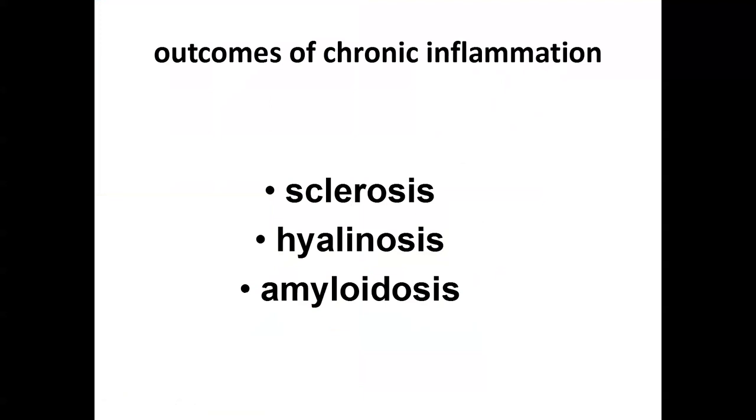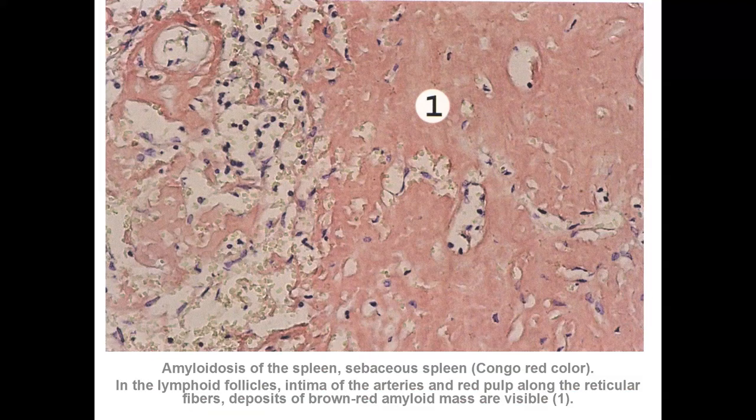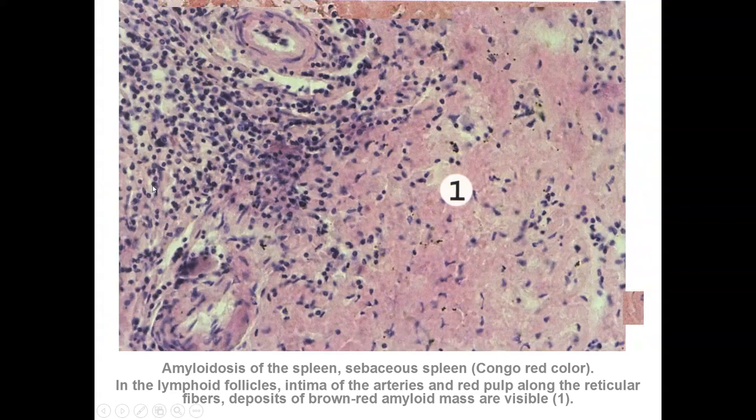So what are the outcomes of chronic inflammation? Main outcomes are sclerosis, hyalinosis, and amyloidosis. So here you see a sample of spleen with amyloidosis. Grossly, we see a sebaceous spleen. Congo red stain gives this reddish appearance under the microscope. In the lymphoid follicles, intima of arteries and red pulp along the reticular fibers, deposits of brown-red amyloid mass are visible. Here you see. So this is amyloidosis. Secondary amyloidosis is a result of chronic inflammation.